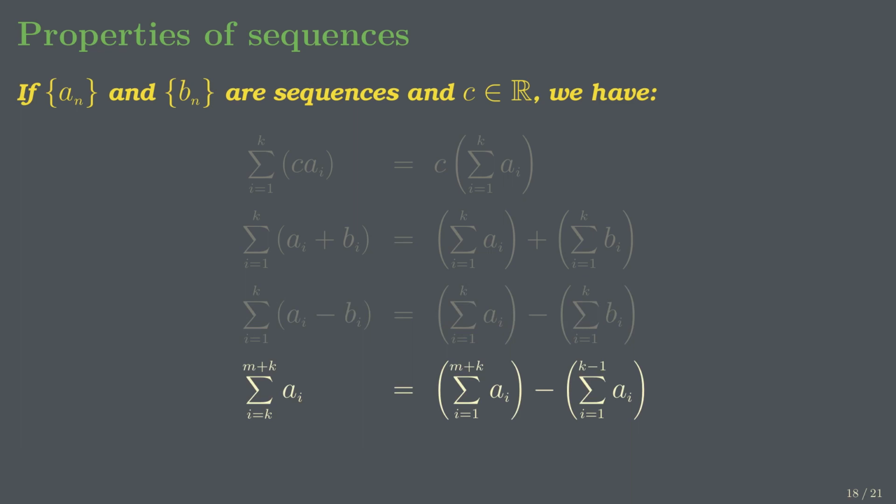And you can also have the general summation notation of ai, where i runs from k to m plus k, where k might not necessarily be 1, right? It is actually the difference between two summation notations that we already introduced. The summation from k to m plus k is the same as first taking the summation from 1 to m plus k and minus the summation from 1 to k minus 1, meaning that you only keep the terms from k to m plus k.